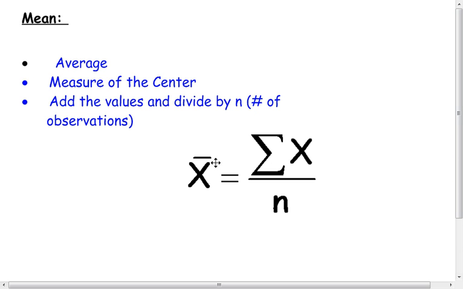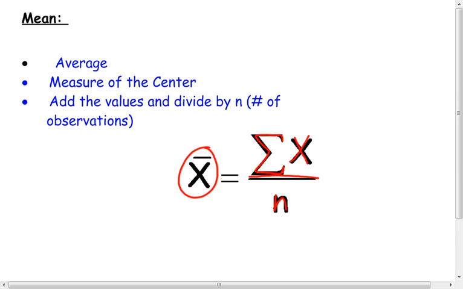Okay? So here's what you need to know. The X with the line above it, that is the statistical symbol, which means mean. So this is the mean right here. This symbol, which is called sigma, is the sign that means to add up. So what that is saying is that you are going to add up the x values, which are all the numbers on the list, and then you're going to divide by n, which stands for however many numbers there are.